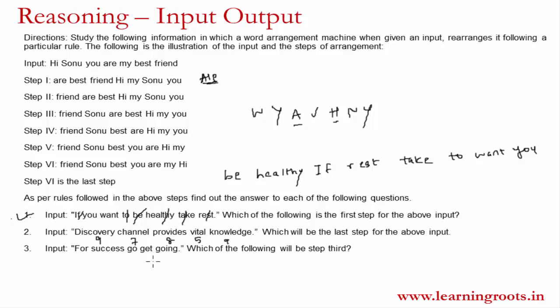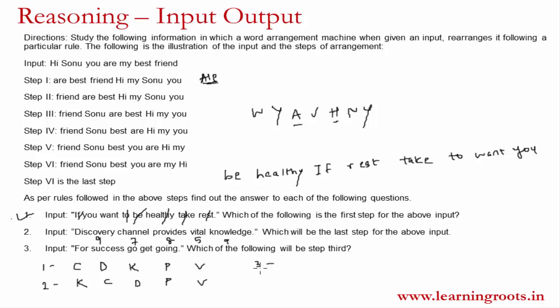Right? So the first step will be nothing but they will arrange it alphabetically. Now if I am arranging it alphabetically, discovery channel provides vital knowledge will be simply coded as channel, then discovery, then K will come, that is knowledge, then P will come, that is provides, and this will be vital. So this will be step 1. Step 2 will require you to figure out which one is the higher ranked word. So knowledge is the higher ranked word because K comes after D. So knowledge will come here. So the second step will be K, C, D, P, V, because we're simply moving K to the left.